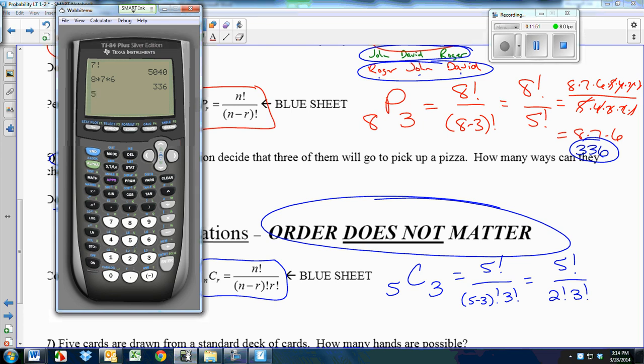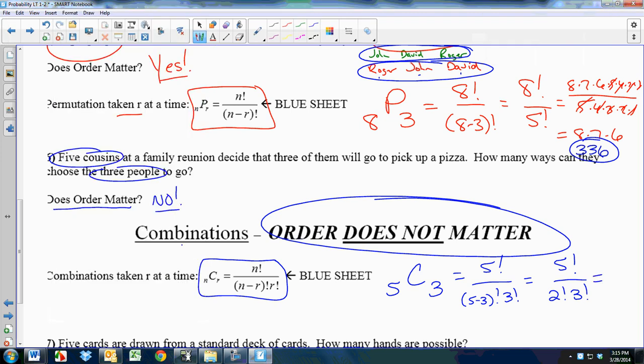5C3 is input in the calculator by hitting 5 first and going to Math, over to the probability menu, the third option, hit enter, and then hit 3. The calculator is interpreting the 5 as the N and the 3 as the R, and it's plugging it into the formula you see behind the calculator here, and it gives you the answer 10, which we were so close to getting already over here.